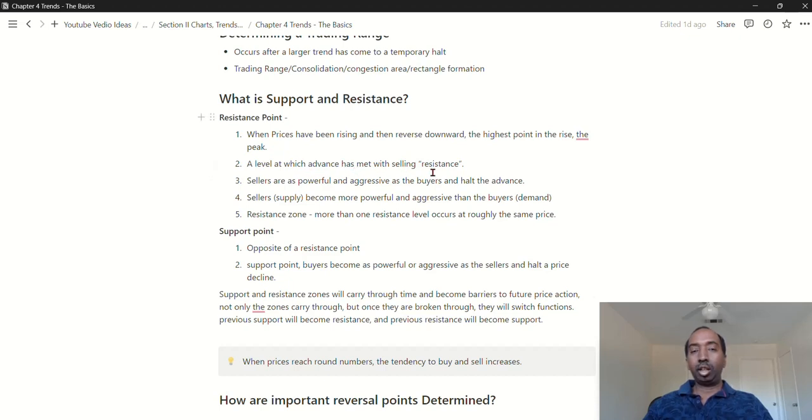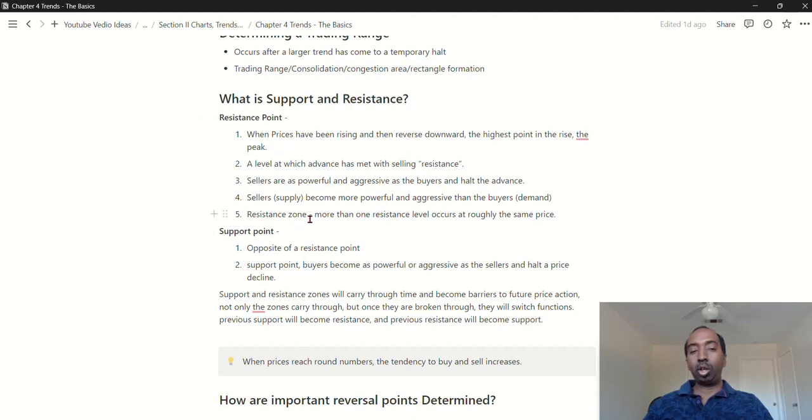There is an advance. Why does the advance happen? Buyers were interested to purchase the stock or whatever it is. When the selling comes in, when the seller stops the buyer from proceeding further, there comes the resistance. Sellers are as powerful and aggressive as the buyers and halt the advance. Sellers, which is supply, become more powerful and aggressive than the buyers' demand.